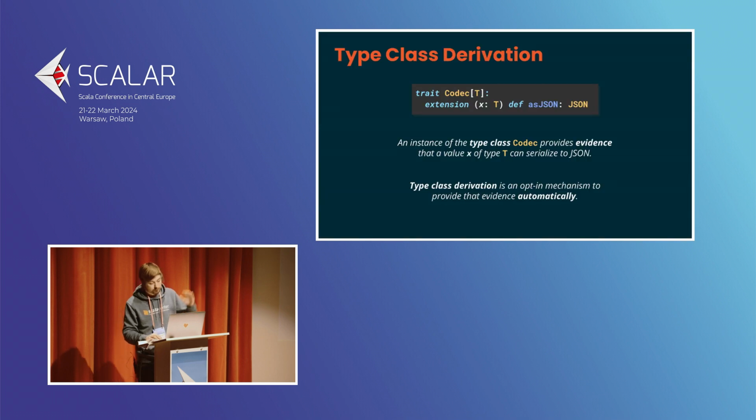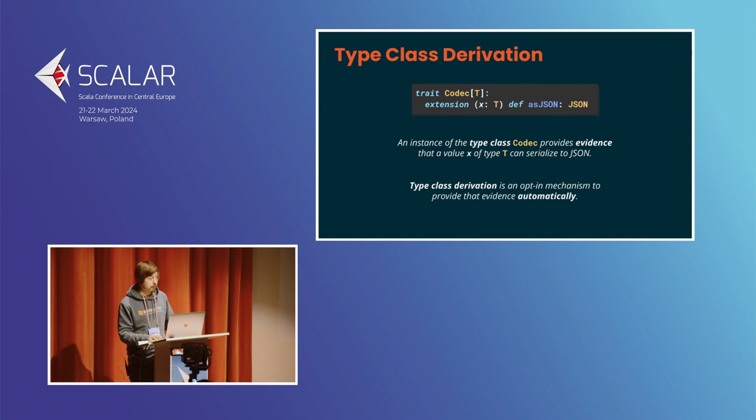And the idea is that you get this new functionality by analyzing the structure of the type in a generic way. So for example, let's say we have trait Codec, and it has an extension method that gives the capability to convert some value x of type T into JSON. So if you have an instance of that Codec, then you're giving evidence that T can in fact be serialized to JSON. And type class derivation is the mechanism where we provide that automatically, so you don't need to implement it yourself, which is improving the productivity of the developer.